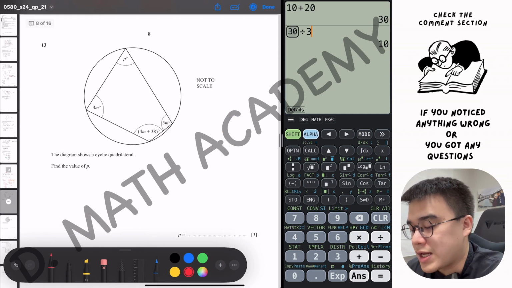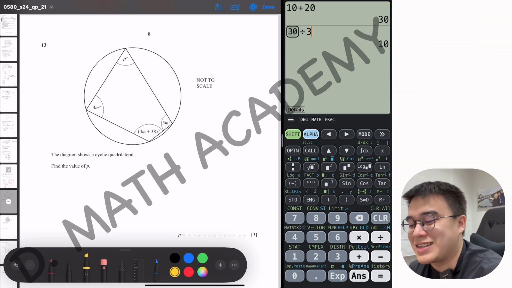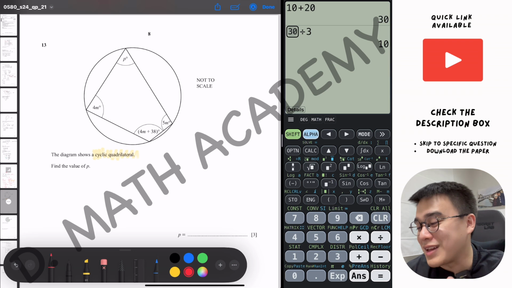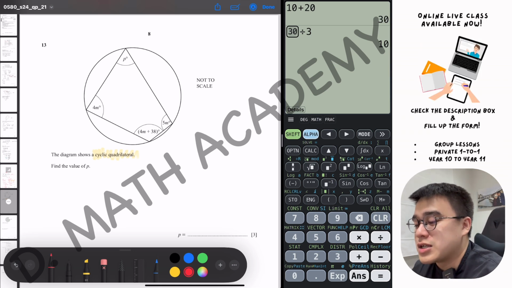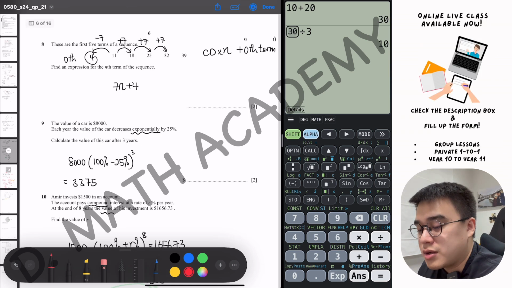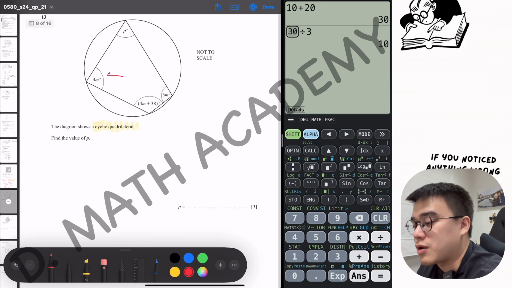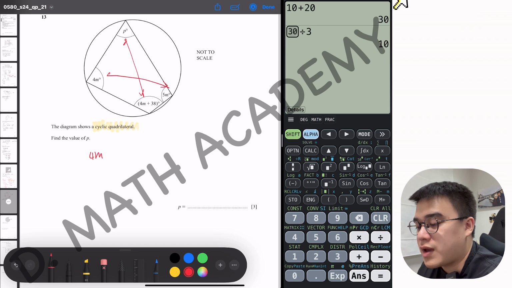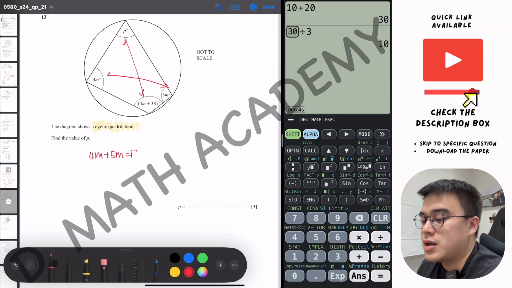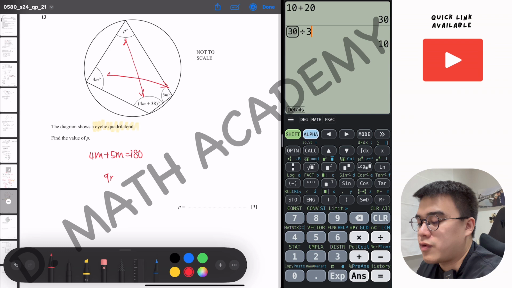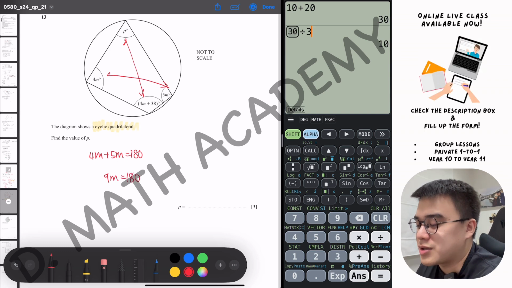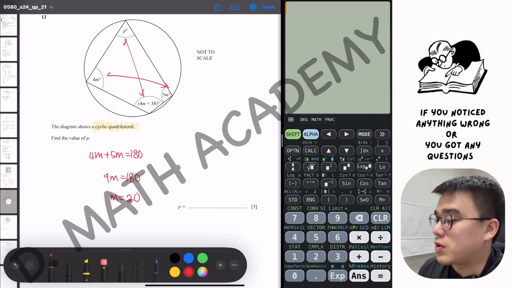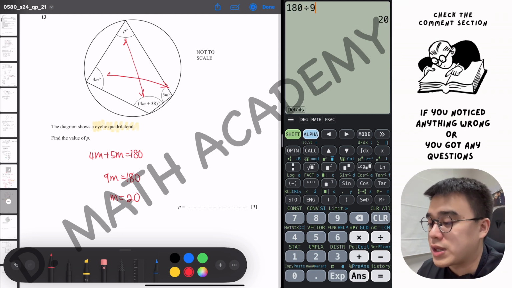Going forward, we have a cyclic quadrilateral. They're being nice here. Okay, this is the first time that I see that they even write down the theorem for you already. So just a reminder to you here, the opposite side is what you're going to compare. Okay, they have 4m plus 5m equals 180. This is probably the most important piece of information, because with that, you'll be able to get your m as 20. So 180 divided by 9, it is indeed 20.